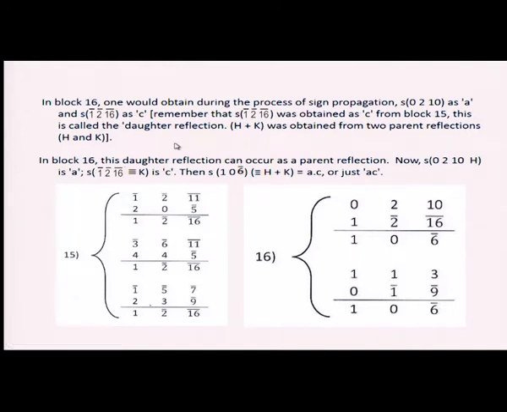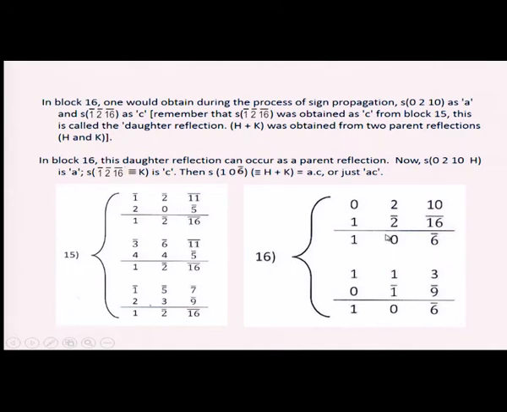Now, in block 16, I have the reflection 1 2 bar 16 bar. This 1 2 bar 16 bar was a daughter reflection obtained from different series of parent reflections. As I told you in the beginning, these daughter reflections, even though obtained from 3 different parent reflections, should have the same sign. If there is a problem with different signs, then you have to change the entire starting set of reflections, called the origin defining reflections, and start from scratch.